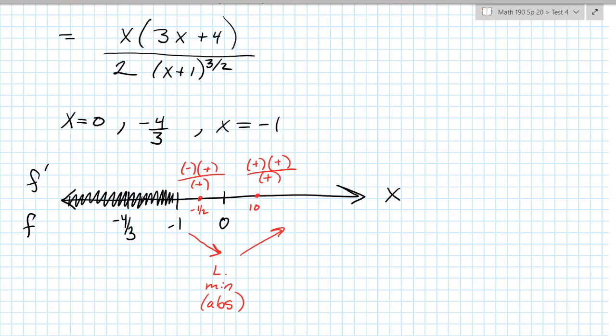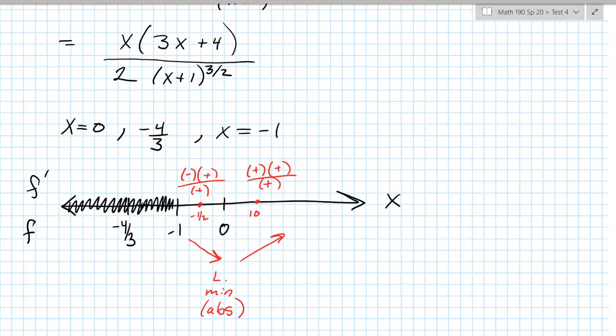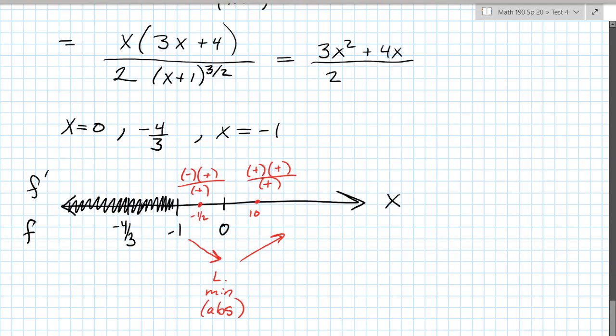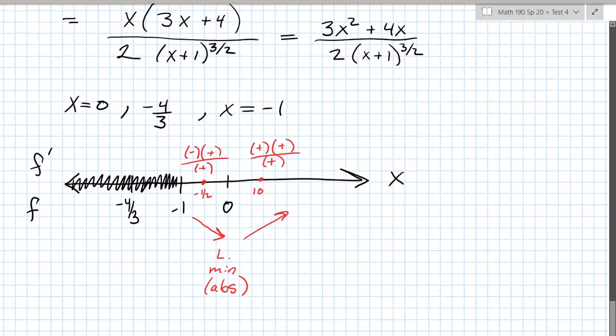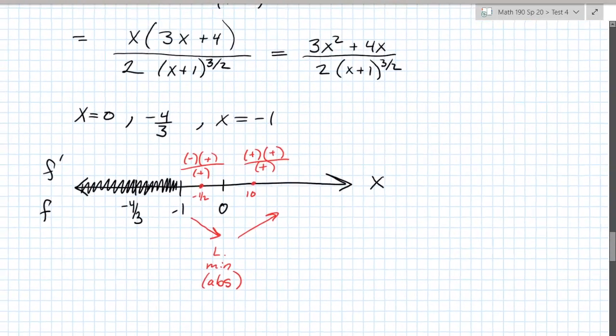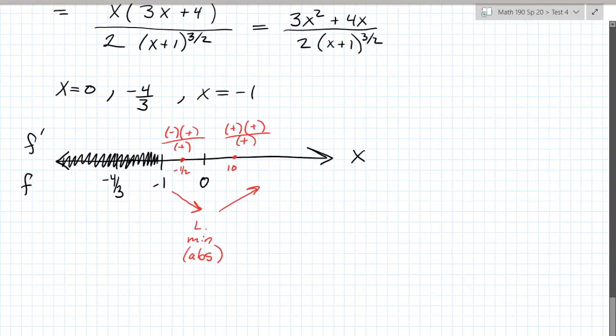All right, now we get to do our second derivative. It would probably make sense to distribute this x so that we don't have to do a product rule for our second derivative. So I am going to work with 3x squared plus 4x divided by x times x plus 1 to the 3/2 to find my second derivative. All right. So f double prime of x.